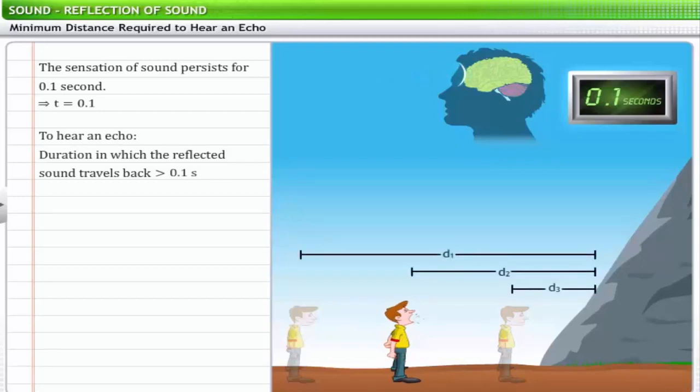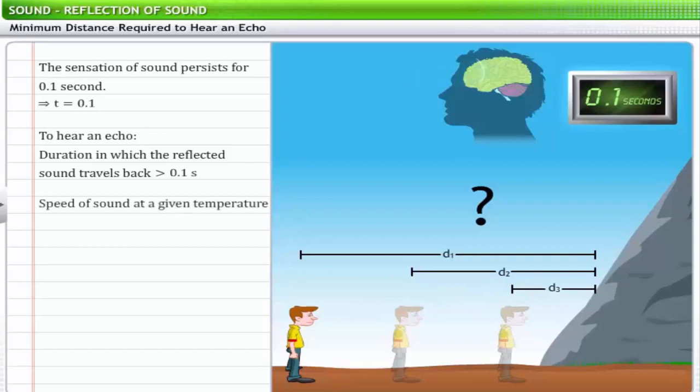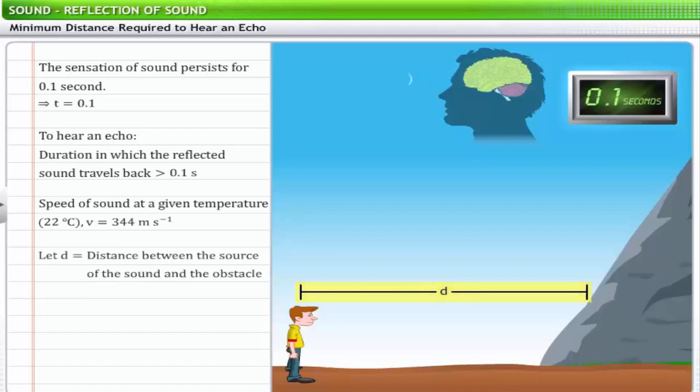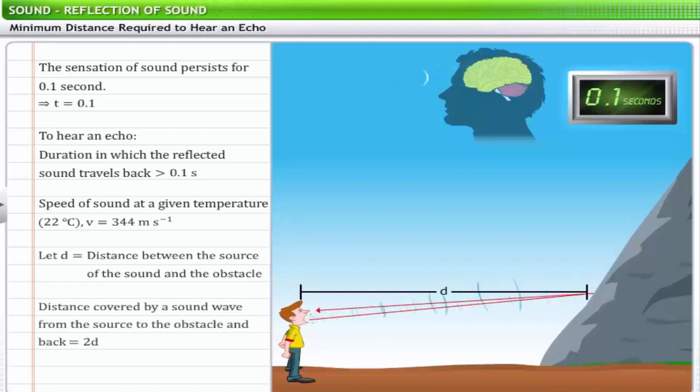So, how much distance do we need between the source of a sound and the reflecting surface to be sure that we will be able to hear an echo? Let's find out. The speed of sound at a given temperature, say 22 degrees Celsius, is 344 meters per second. Consider the echo produced by shouting on a cliff. Let d be the distance between the source of sound, in this case, the man, and the obstacle, in this case, the cliff. The distance travelled by the sound wave from the source to the obstacle and back to the source is equal to 2d.